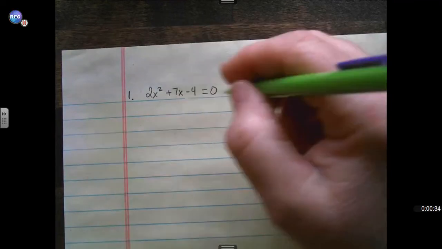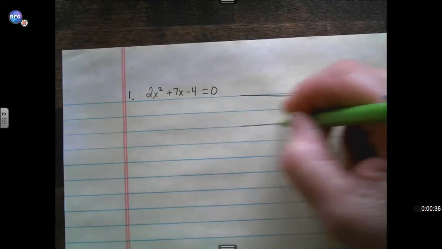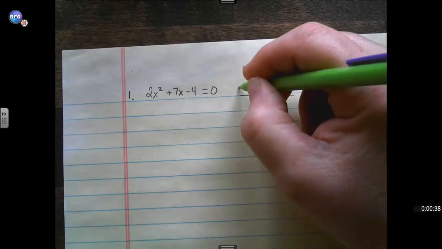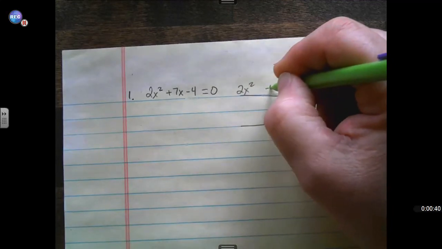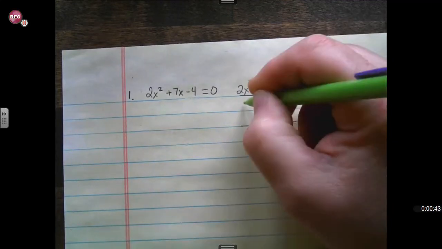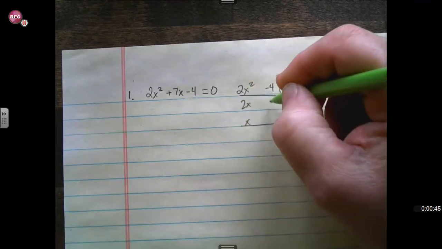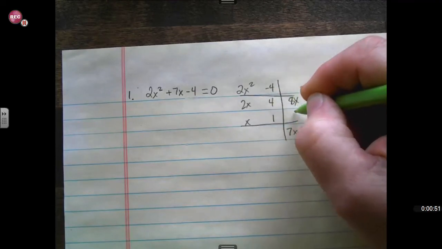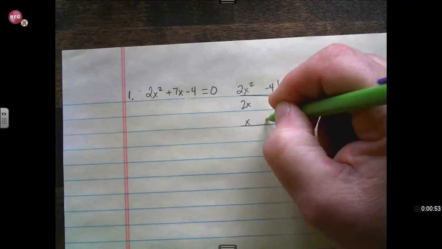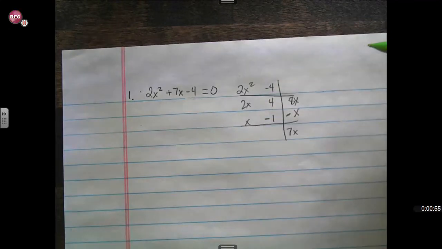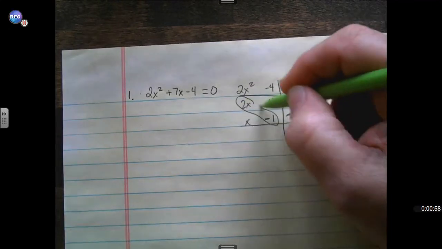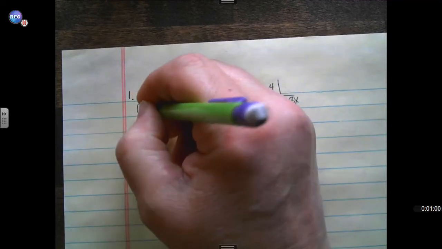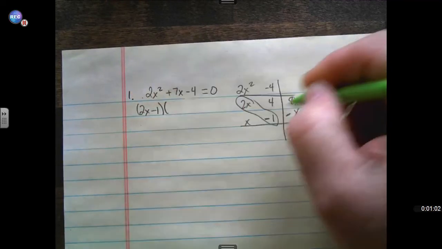And I actually believe this guy factors. 2x squared, negative 4, 7x, 2x and x, I think 4 here and a 1 here, 8x and x. If this is negative, it's all good. So factors are 2x minus 1 times the quantity x plus 4.